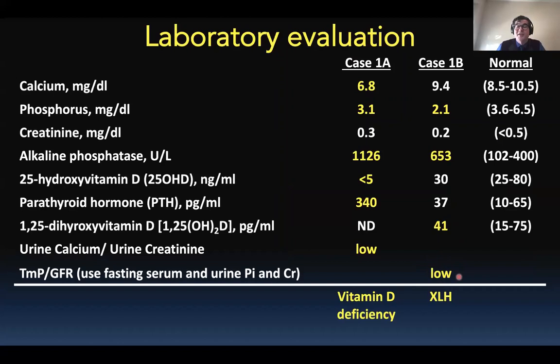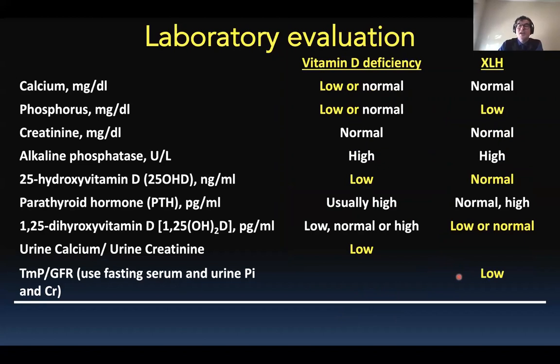And so this patient also has a low TMP, which is a way of looking at renal phosphate handling. If the TMP is low, you're wasting phosphorus, so to speak. And this is just looking at the general categories in those cases.